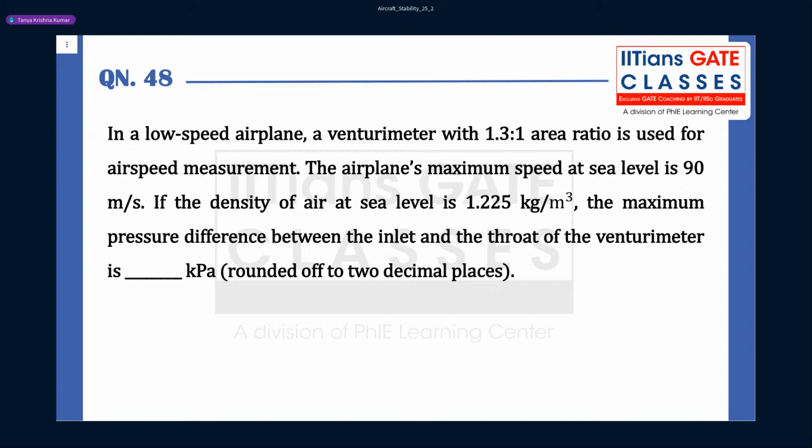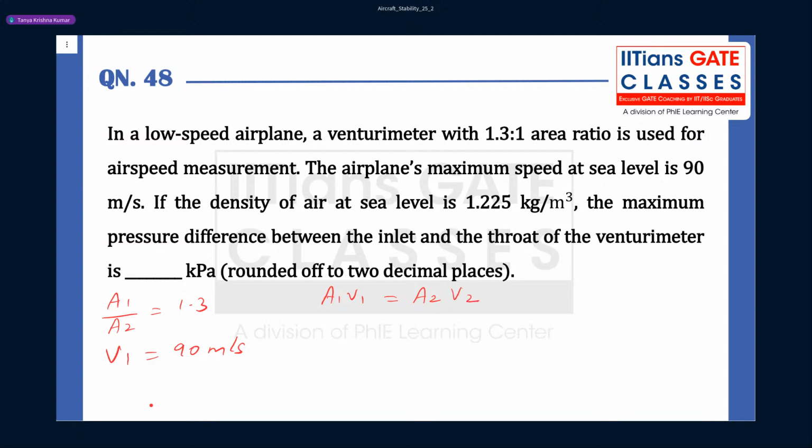Okay, so they've given you area ratio. So A1 upon A2 is 1.3. Now the maximum speed at sea level is 90. So V1 is equal to 90 meters per second. Now let's use the continuity equation. It is A1 V1 equals A2 V2.